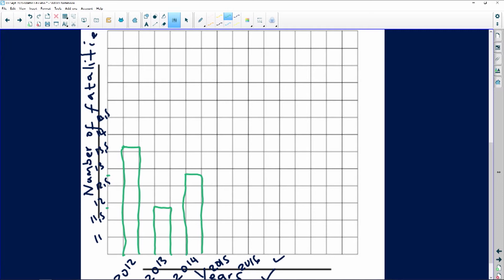2015, these are all marks that I'm getting. 12,944. So it would be very close to that 13, but it's not touching the 13. So I'm going to do that. Okay. 2016 is the last one. 14,071. So that one would be very close to the 14,000. So it's sitting somewhere there. And that's basically what is required of you when you are drawing a bar graph.